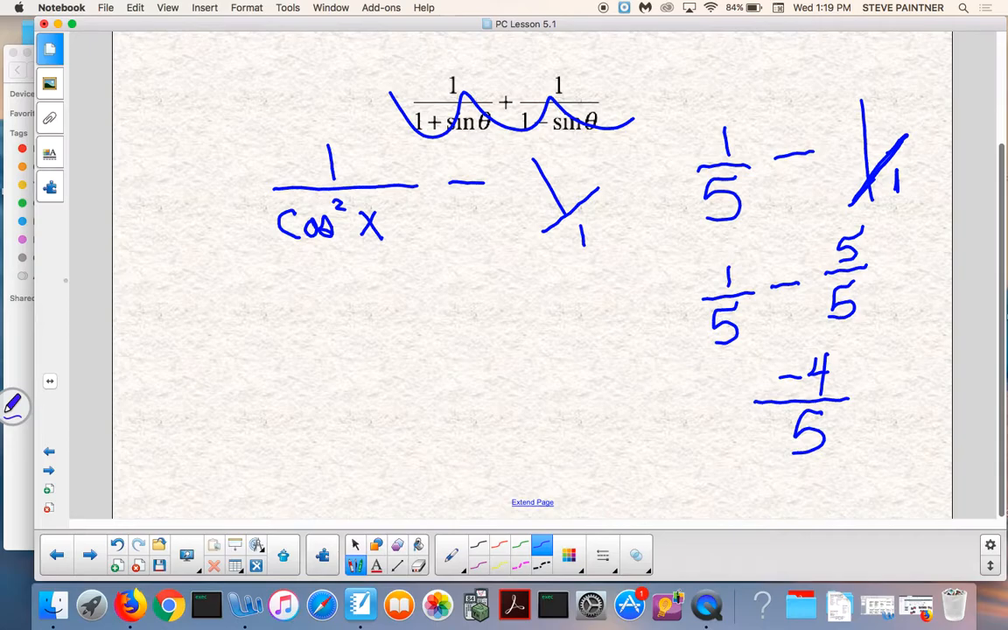Well, what would a 1 and a cosine squared both go into? Okay, let's try this. What does a 1 and a 5 go into? 5. 1 goes into any number, guys, right? So, what does 1 and cosine squared go into? Whatever cosine squared is. So your common denominator is cosine squared.